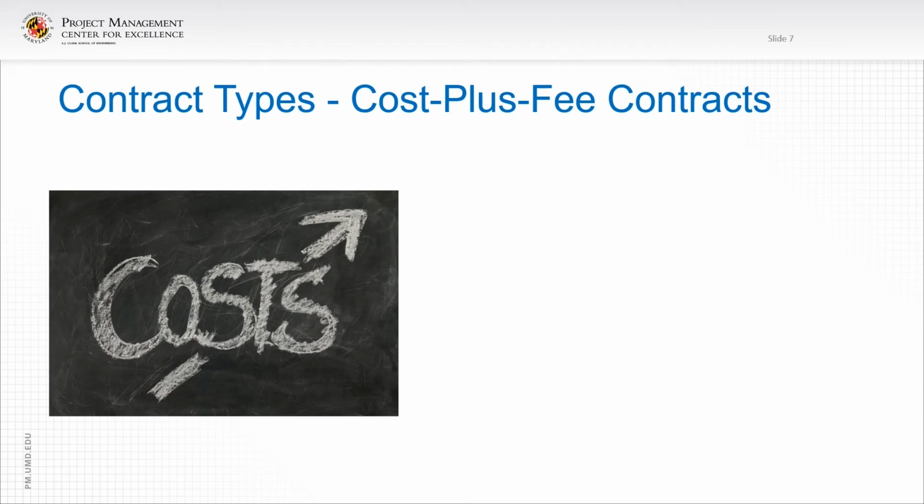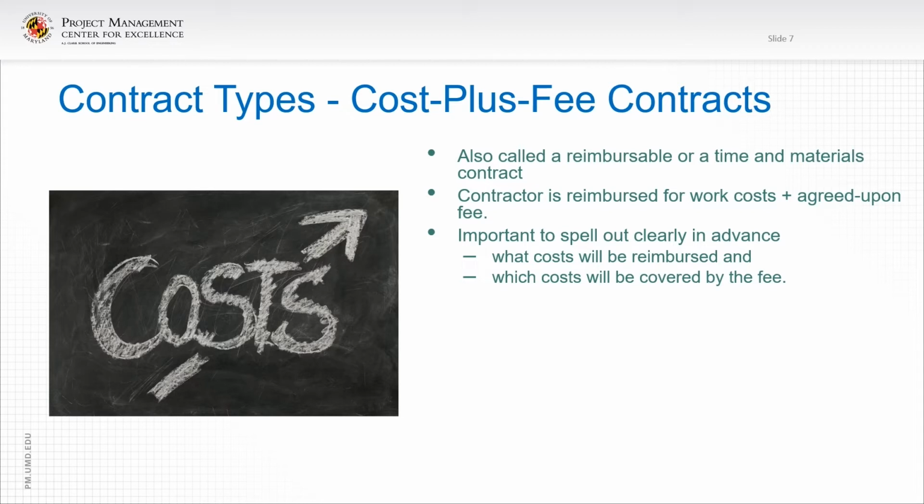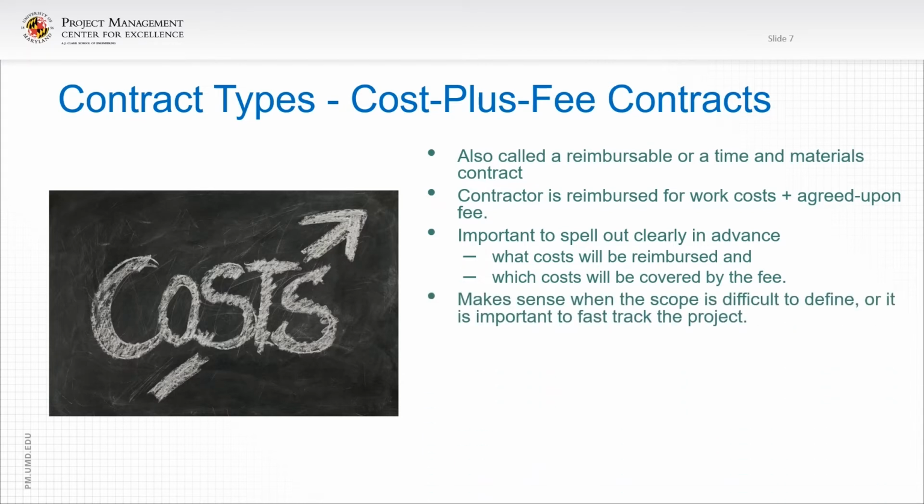Now let's talk about the cost plus fee contract, also called a reimbursable or time and materials contract. The contractor is reimbursed for work costs plus an agreed upon fee. It's important to spell out clearly in advance what those terms and conditions are and what costs will be reimbursed and which costs will be covered by the fee and are not reimbursable.